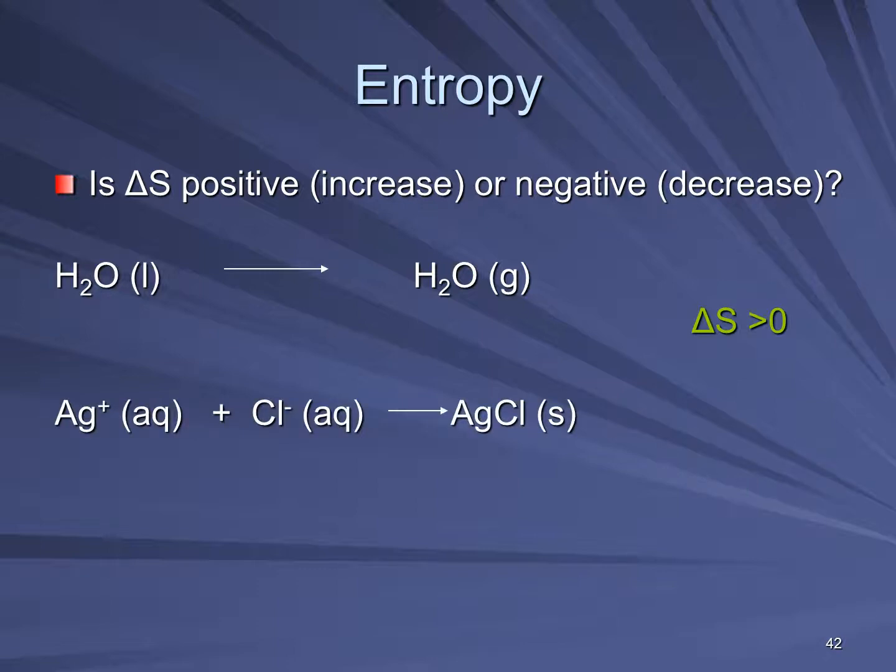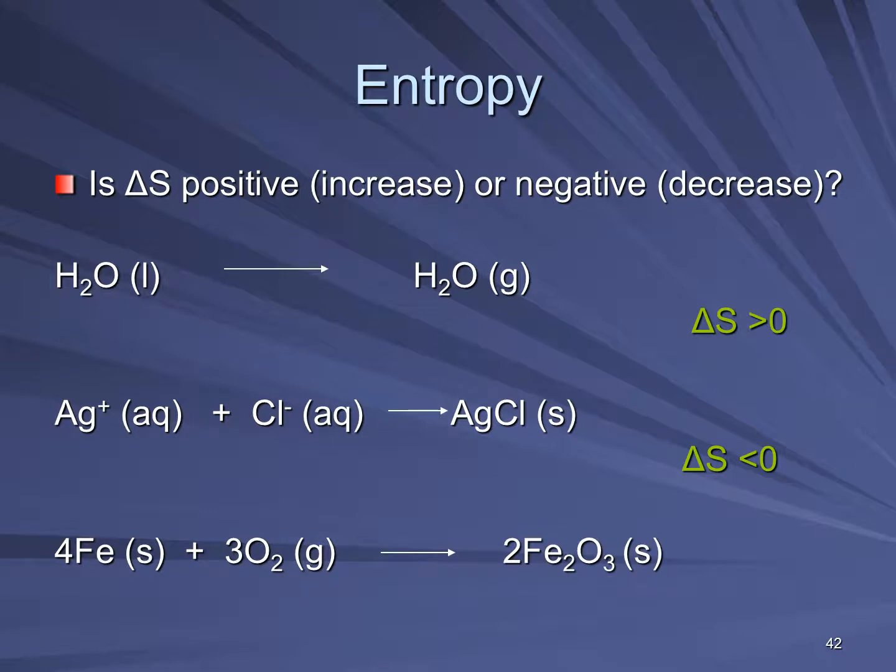Okay, silver ions plus chloride ions precipitate to form silver chloride solid. Well, now you can see that we've got them aqueous, two ions separate from each other, and then on the other side they come together, so that's becoming more ordered, so that is a decrease in entropy. Delta S should be negative.